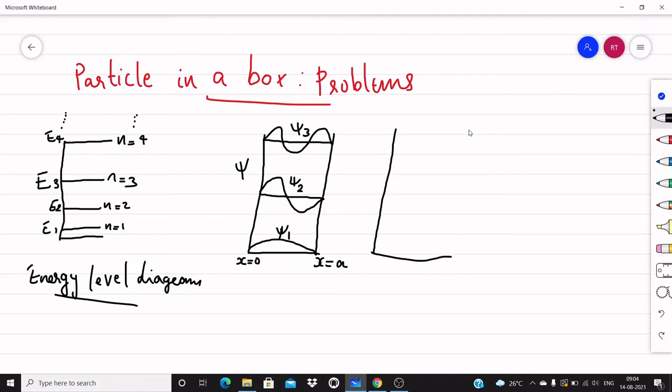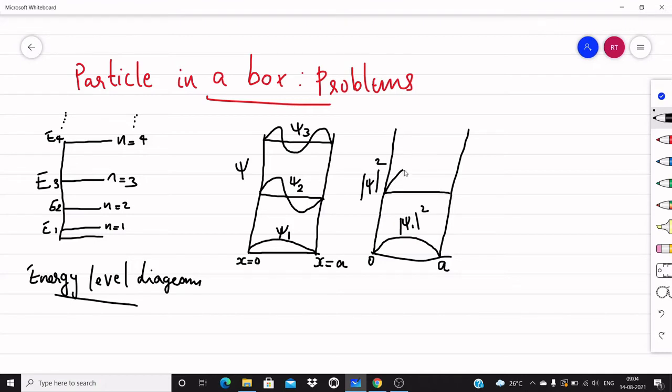Now, if we plot mod psi square, as you know, mod psi square represents the probability. So for n is equal to 1, this is mod psi 1 square, again from 0 to a. Now for the second one, the probability only has positive values. Here you will have a node.